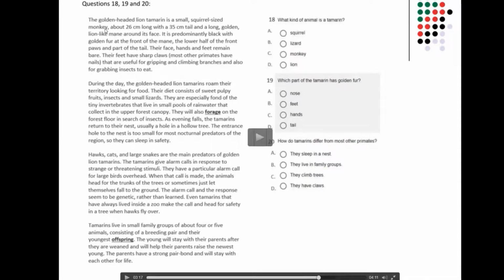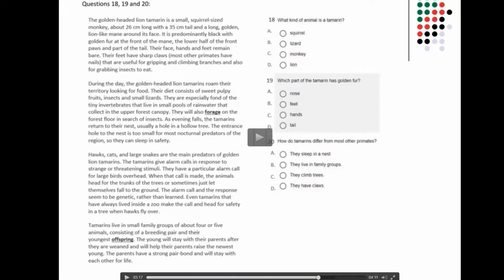Where is it? In which paragraph here? Can you figure out where? So we see here, 1, 2, 3, the third paragraph. Tamarins, and so on. Hawks, cats, and large snakes are the main predators of golden lion tamarins. So what's that? Golden lion tamarins. Is it a squirrel, lizard, monkey or lion? D. That's it. How do you know, Muhammad? Because golden lion tamarins. Lion. Yes. Very good.